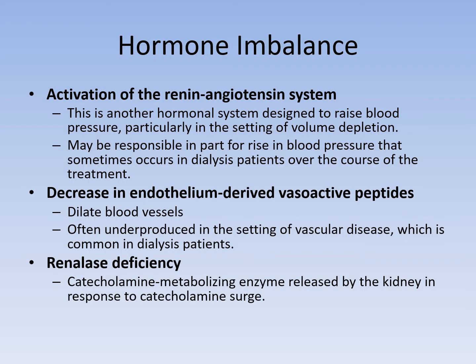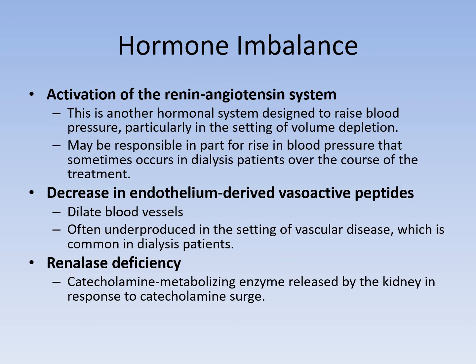In addition to the overproduction of stress hormones like epinephrine and norepinephrine, other hormones can contribute to high blood pressure in dialysis patients. For example, we have something called the renin-angiotensin system. It's another hormonal system essentially designed to raise blood pressure, particularly in the setting of volume depletion. And this may be responsible, in part, for why blood pressure sometimes rises over the course of dialysis towards the end of the treatment, as we remove more fluid and make their intravascular system a little bit volume depleted. The renin-angiotensin system can kick in and raise blood pressure to maintain blood supply, or perfusion, to our organs.